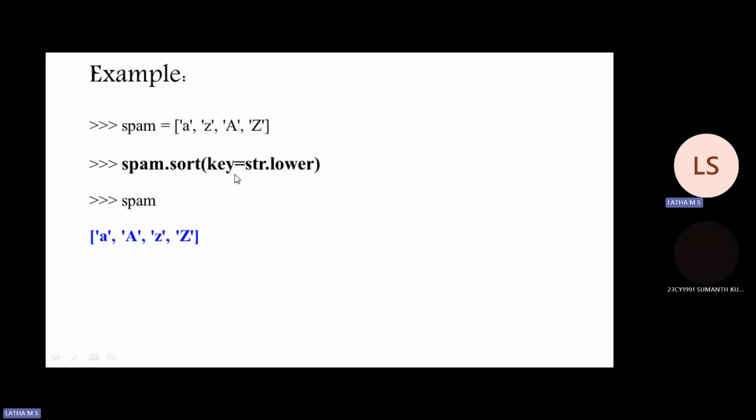If I say that key is equal to string dot upper, what answer I may get? First capital A, capital Z, small z.